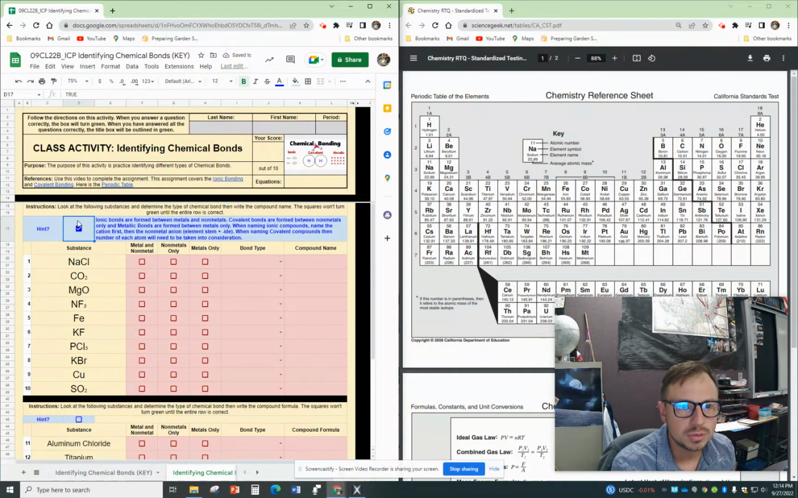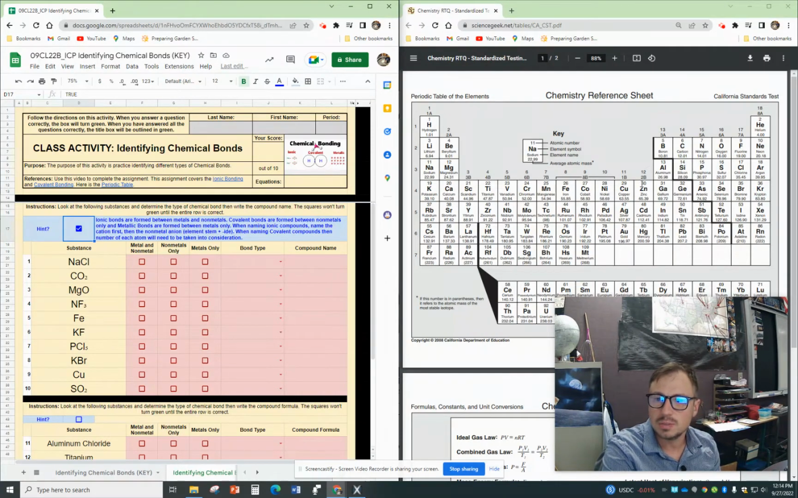Ionic bonds are formed between metals and nonmetals. Covalent bonds are formed between nonmetals and nonmetals only, and metallic bonds are formed between metals only. When naming ionic compounds, name the cation first, then the nonmetal ion, element stem, and add the "ide." So we'll go over some of that. When naming covalent compounds, the number of each atom will need to be taken into consideration. So we'll go over some examples of that.